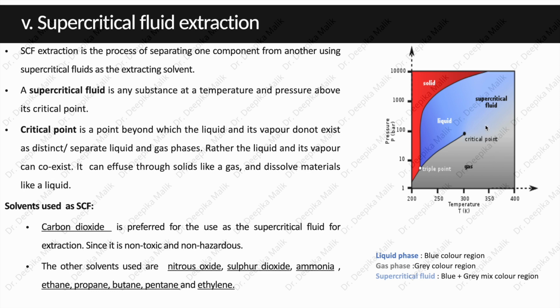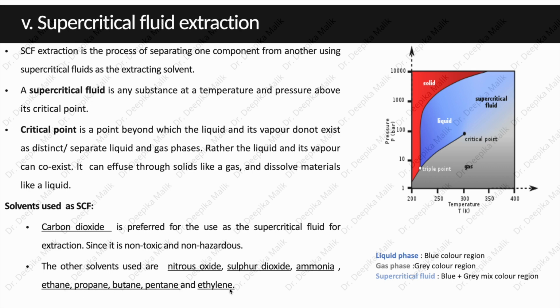It can effuse through solids like a gas and dissolve materials like a liquid. Now this is important: the solvents that can be used as supercritical fluids. The first and the most important one is carbon dioxide. It is preferred because it is non-toxic and non-hazardous. The other solvents that can also be used are nitrous oxide, sulfur dioxide, ammonia, ethane, propane, butane, pentane and ethylene.